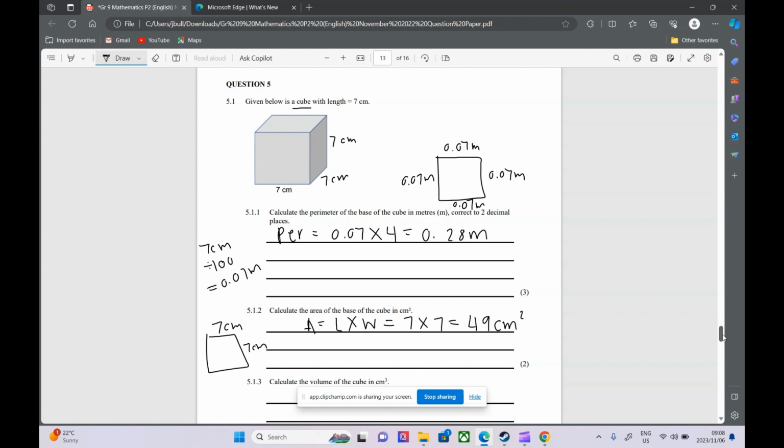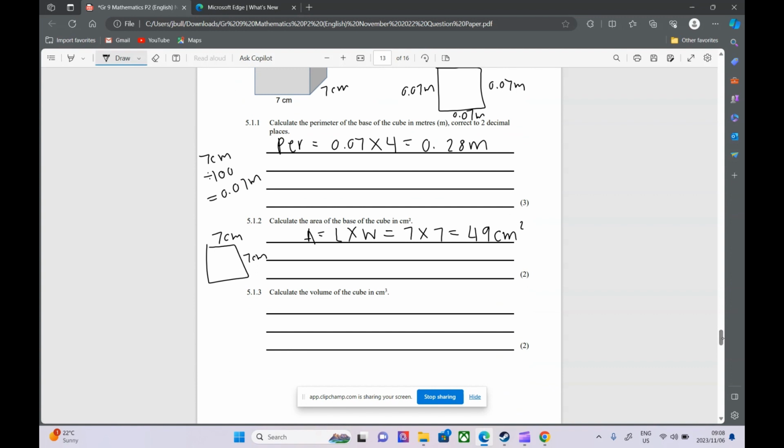And then finally, calculate the volume of the cube. Okay, so volume, how I always remember it, is the volume is the area of the base times the height. So we've already worked out the area of the base. We said the area of the base is 49. We did that in 5.1.2. And then we times it by the height of the cube, which is 7. And let's just see what we get for that. So that is going to be 343.